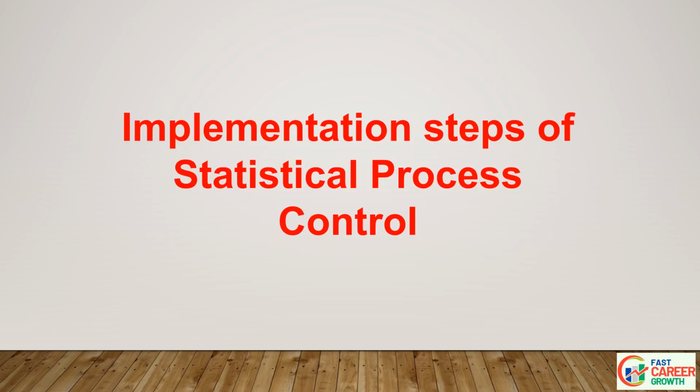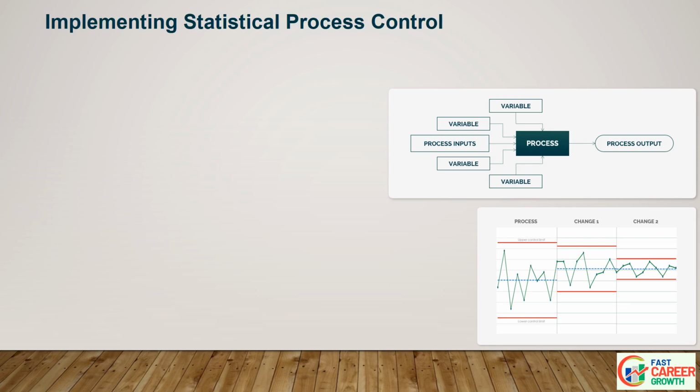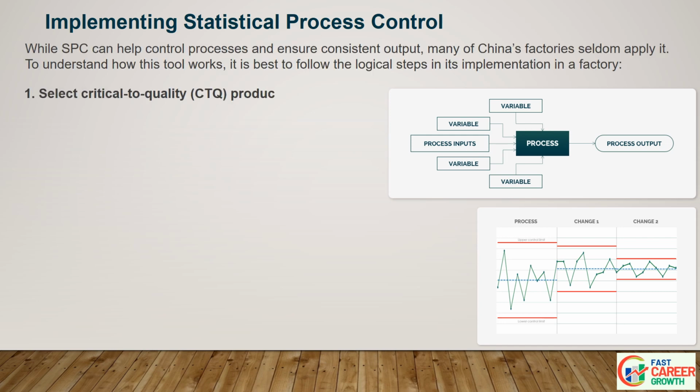Next, implementation steps of statistical process control. While SPC can help control processes and ensure consistent output, many of China's factories seldom apply it. To understand how this tool works, it is best to follow the logical steps in its implementation in a factory. Select critical to quality (CTQ) product characteristics. For example, if the metal hardness is lower than expected on a screwdriver, that product might not be able to perform its intended task. Hardness is a CTQ characteristic.